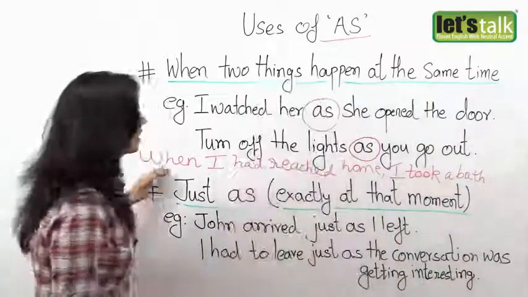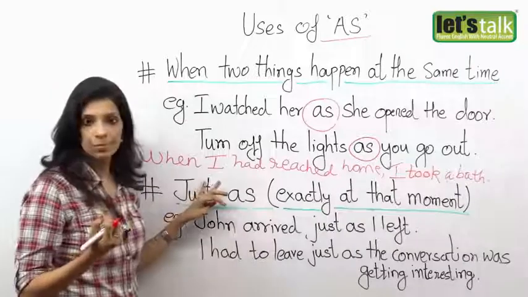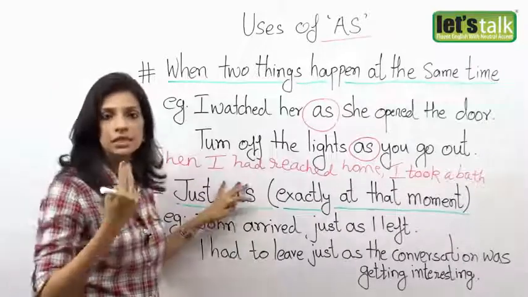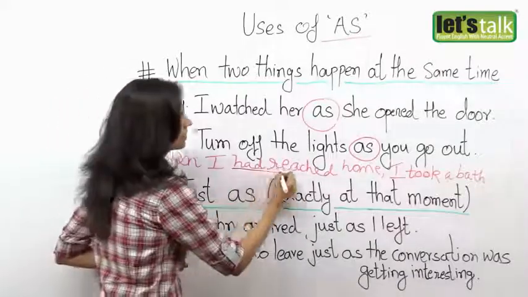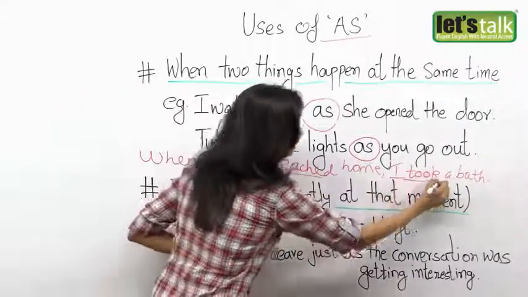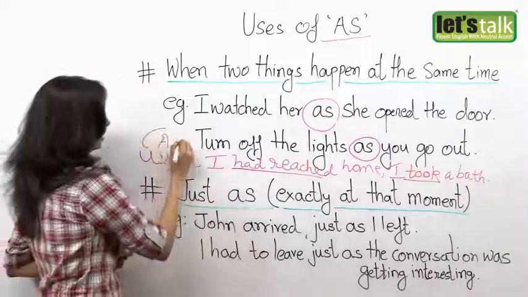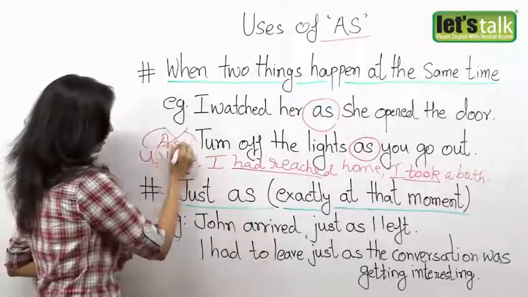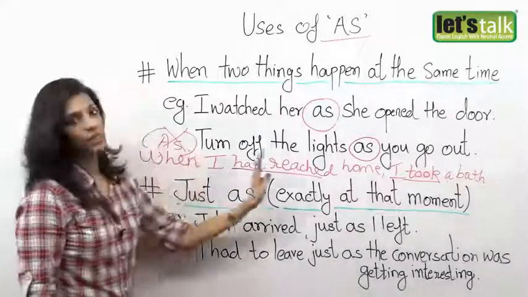Okay. So when I had reached home, I took a bath. Now there are two things happening, but one happened after the other. It's not happening at the same time. So first I reached home and then I took a bath. So here please remember, you cannot say "as I had reached home". This is wrong because one action is following the other.